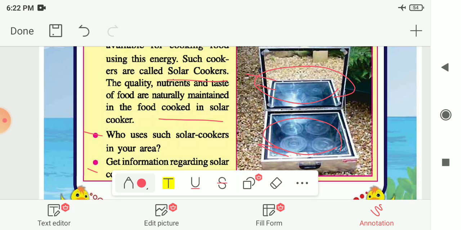Then we saw one most important use of solar energy, the solar cooker, and the benefits of cooking food in it. With that, we also saw that we should not eat outside food or spicy food continuously, and what the disadvantages are of eating such foods. Now in the next video we will study the remaining part of this chapter.